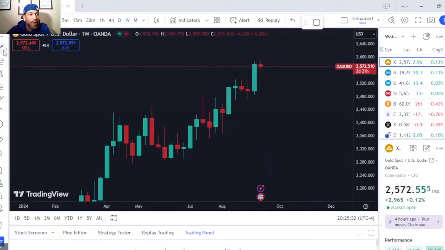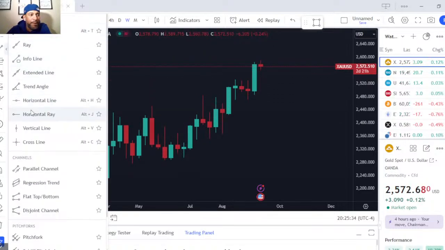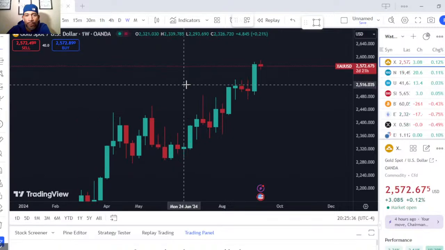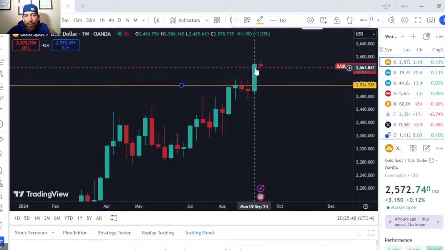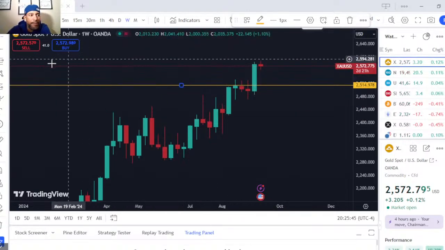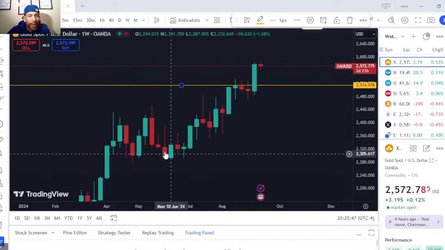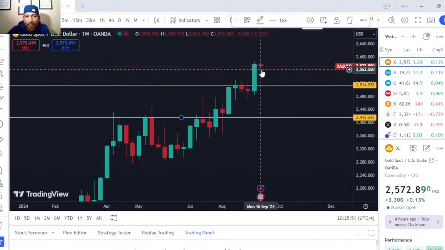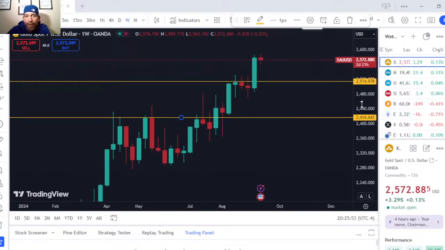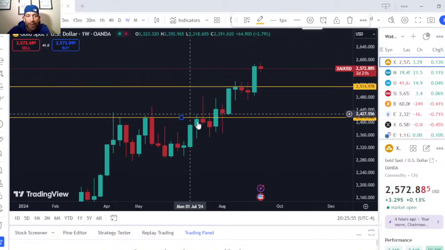All right, so on the weekly, let's mark this up here. Weekly support, right? We had this level here that we broke out of with a massive bullish candle last week. So I'm expecting gold to continue to run up after making this bottom wick here. We should have some more movement to the upside.